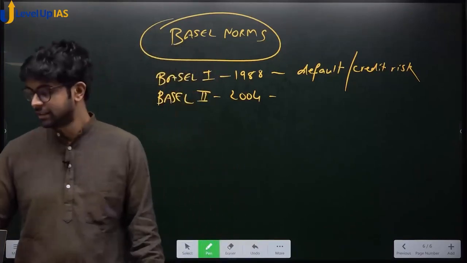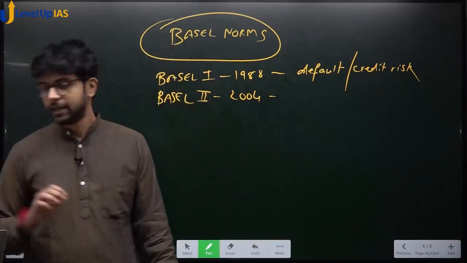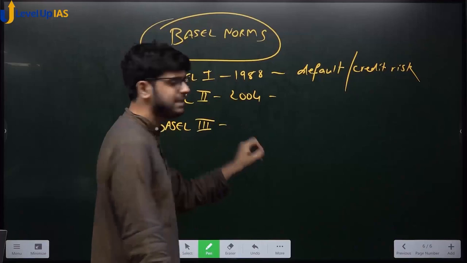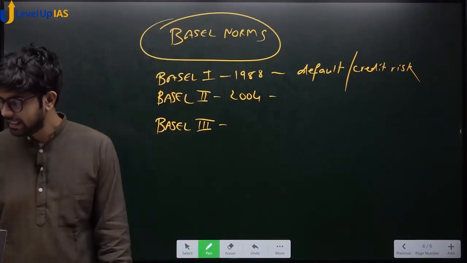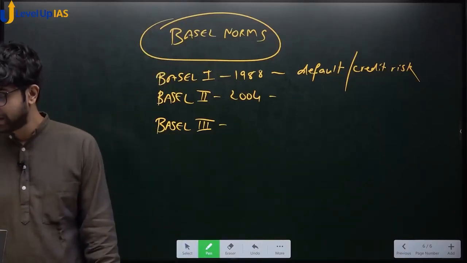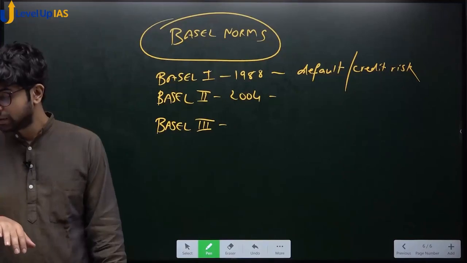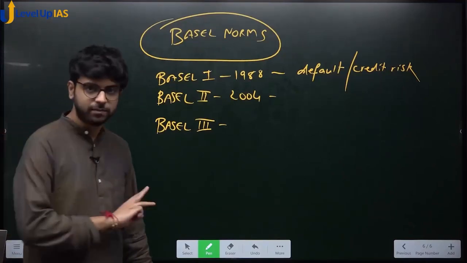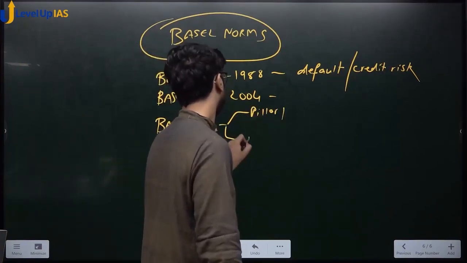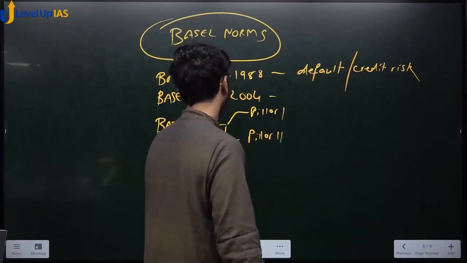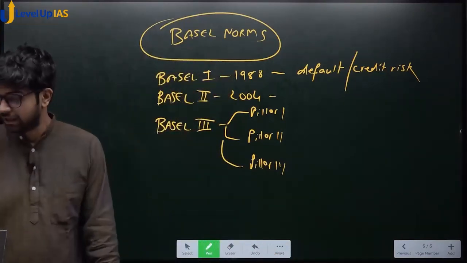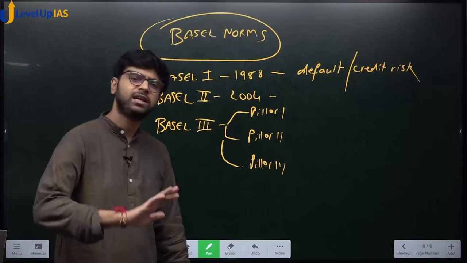Inside out, we need to know Basel 3 very well. Okay? Basel 3 came out, I think, around 2009-10. Okay? Now pay attention, this is very, very, very important. They came around 2009-10. They have three pillars. Basel 3 has three pillars. Pillar 1, Pillar 2, Pillar 3. Okay? Pillar 1 talks about risk, managing risk.